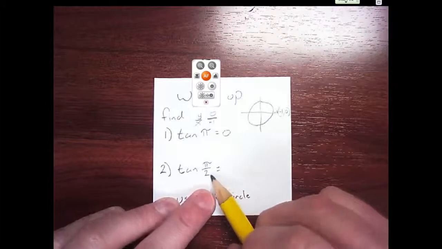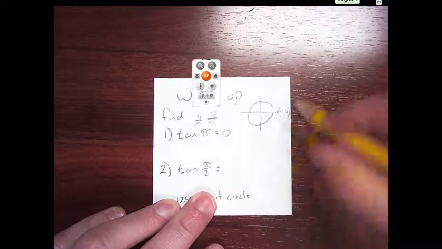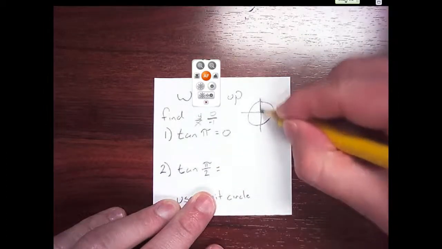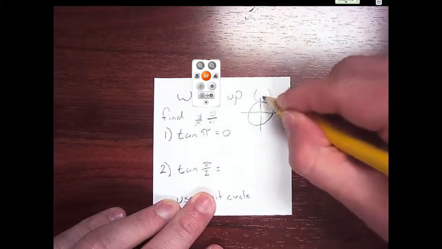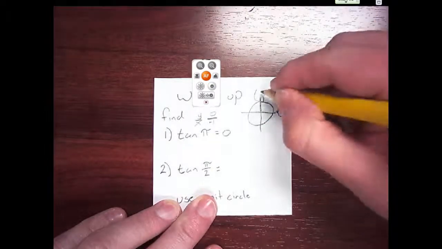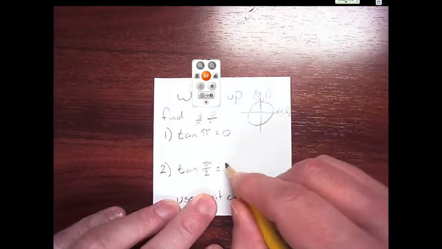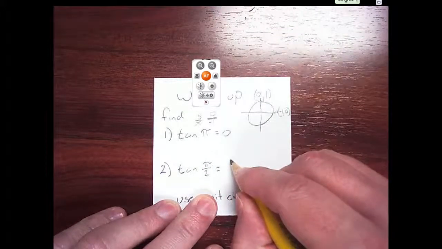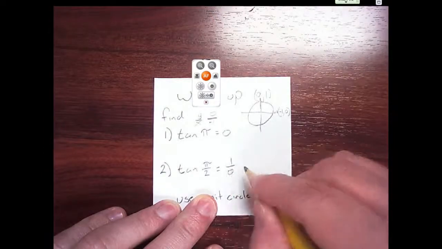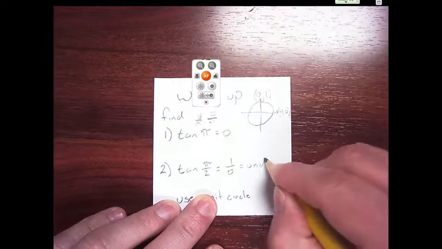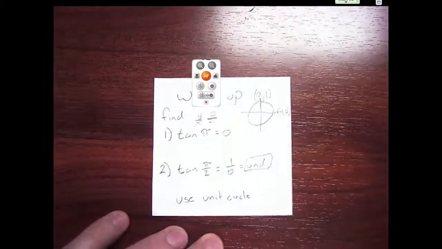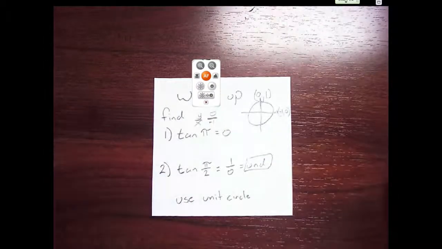Okay, at pi over 2, you are up here at 90 degrees. And this actual value is 0, 1, which means that you have 1 over 0, which is undefined. Okay, very, very important that you can find these values for today because we're going to be graphing tangent.